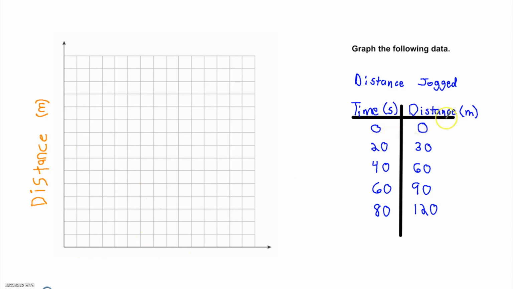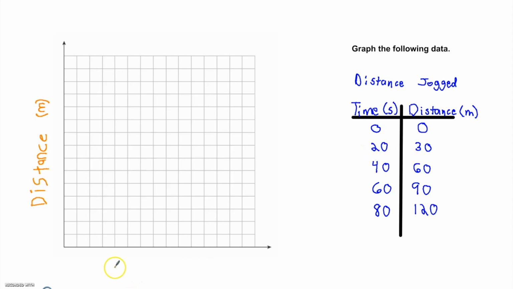So what do I mean by depends on? Well, the distance that you will run completely depends on how much time you run for. So time is going to go on the horizontal axis, distance on the vertical axis. Another way of putting it is that the distance you run is a result of the amount of time that you've run for.